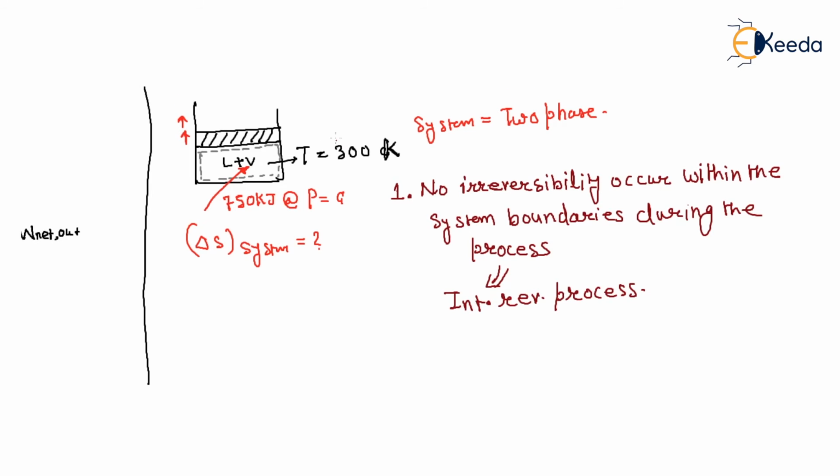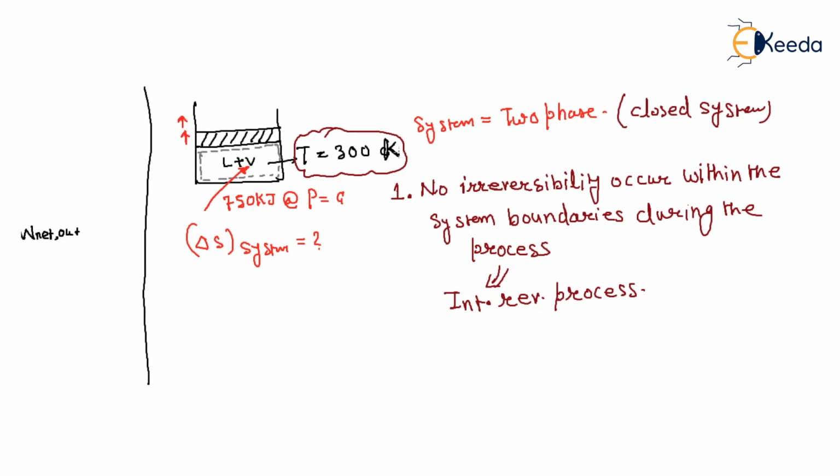Why? Because the temperature is fixed. There is no change in temperature, right? We take the entire liquid-vapor cylinder as the system. This is a closed system, a two phase region closed system, right? That means no mass will transfer across the system boundary during the process. We note that here the temperature of the system remains constant.